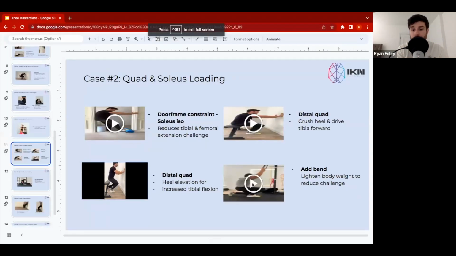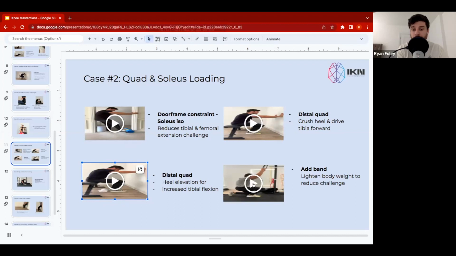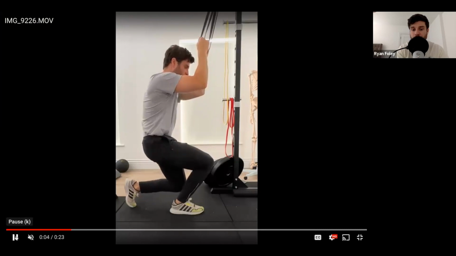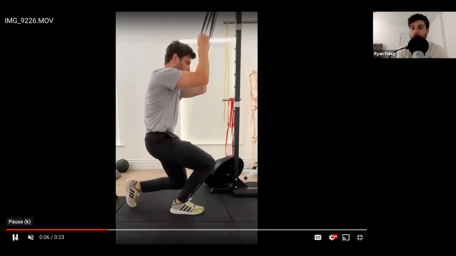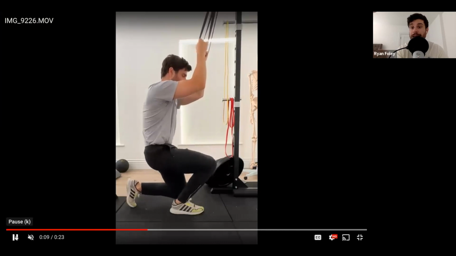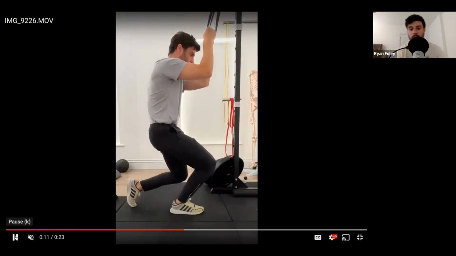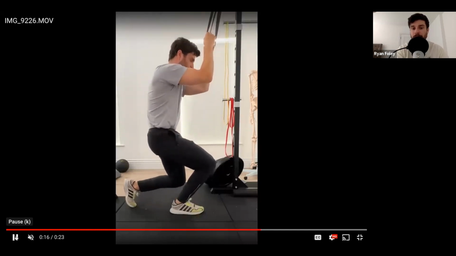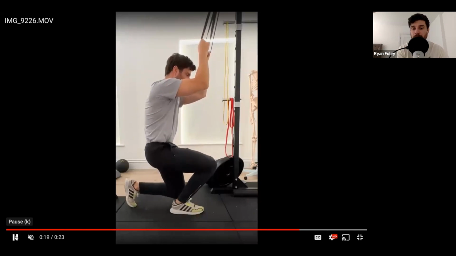Another strategy that we can use to lighten up the body weight is by using this band setup here. So we can attach a band, anchor a band above to lighten the body weight, get into a deep position of femoral and tibial flexion, and then drive that force down through the heel. We can work dynamically, or we can work using more of a static hold. Okay. But again, the band addition here just lightens the body weight, makes it a little bit easier for the client to maintain the position and be able to express a couple of repetitions.